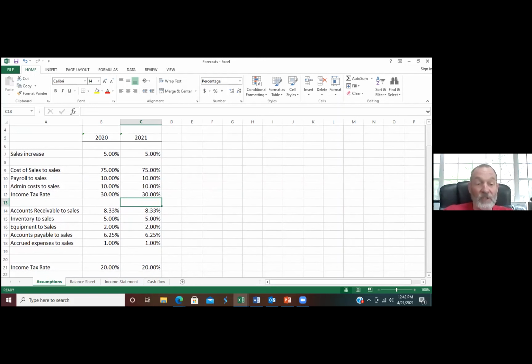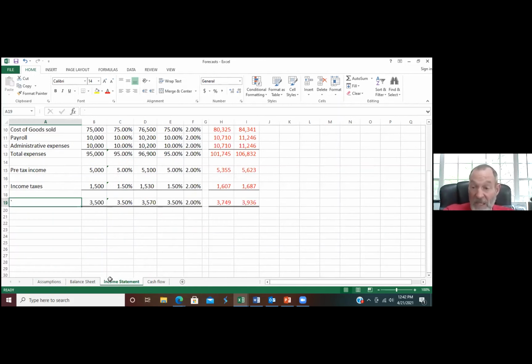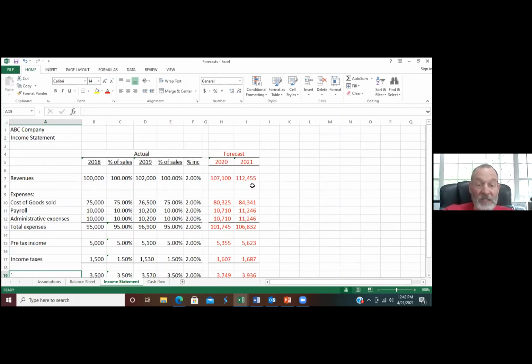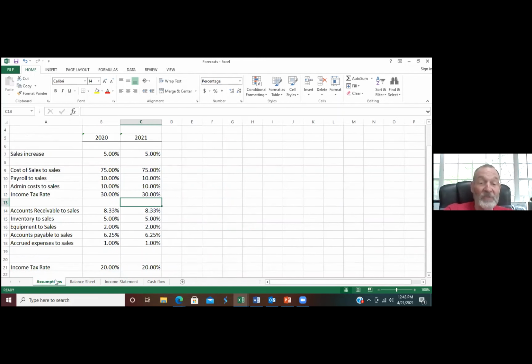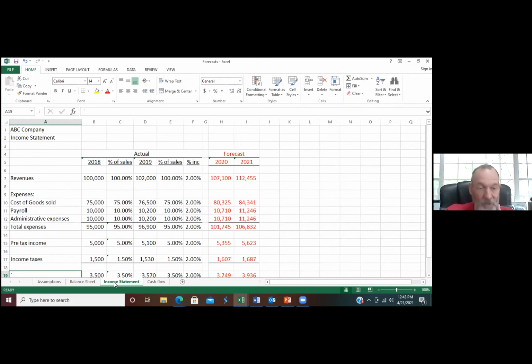So I say that I'm going to forecast over 2019, which if you look here, 2019 showed $102,000 of sales. So my assumption is that for 2020 and 2021, I'm going to have a 5% increase in both years. My cost of sales. So I'm going to say, what are my cost of sales as a percentage of sales? Well, I went back to my income statement. Of course, life is not this easy, if you can imagine, but I'm saying, well, historically, 75% of the revenues was cost of sales, and 10% payroll, 10% administrative expenses.